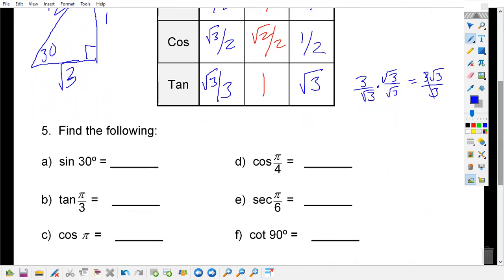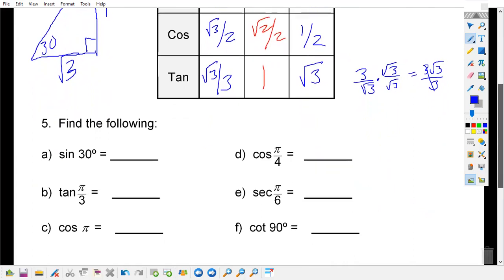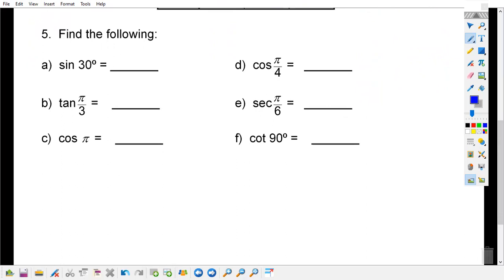Sine 30. So really quick, I want you to cover the top with your hand and try to think about it. Don't cheat, challenge yourself. What is the sine of 30? Is she right or wrong? Right. Good job. All right. Tan of pi over 3. What is pi over 3? Pi over 3 is 60. So we're looking for the tan of 60. Hint, we just did it. Square root of 3. There we go.